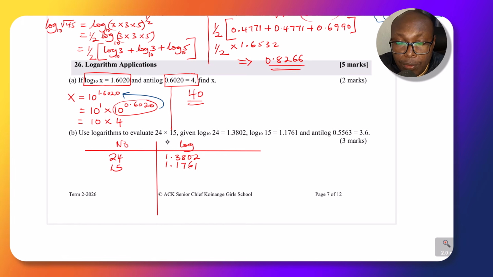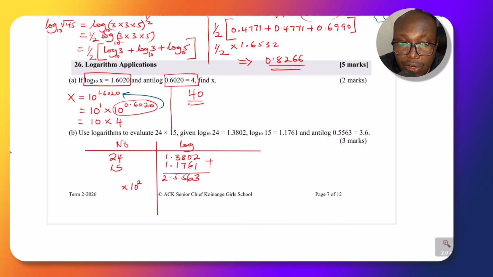Then logarithm of 15 is given as 1.1761. When you're multiplying the numbers, you add their logarithms. When you add, you get 2.5563. After you've done that, now to get the answer, you get the antilog of 2.5563. Remember, this has two parts. So 2 is the characteristic, then the decimal part 0.5563, that is the mantissa. So get the antilog of 2. The antilog of 2 is 10 to power 2.